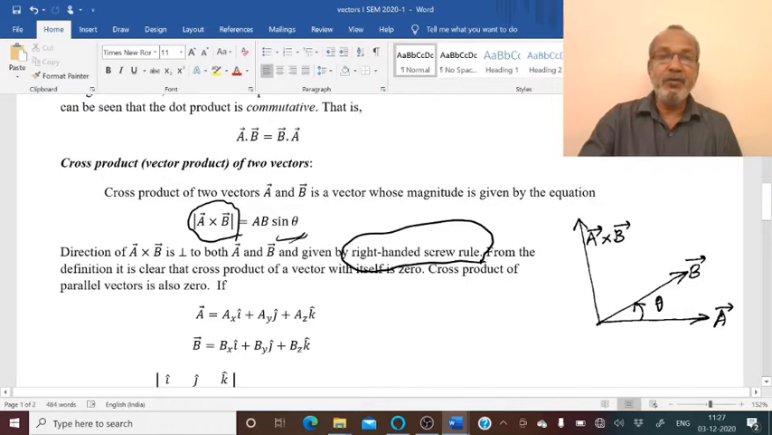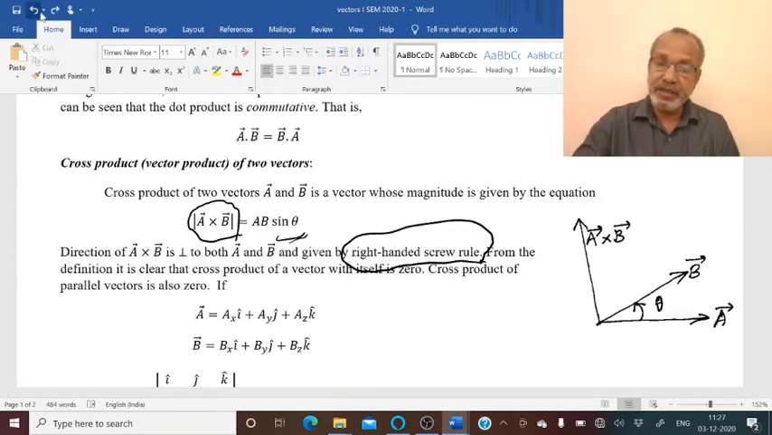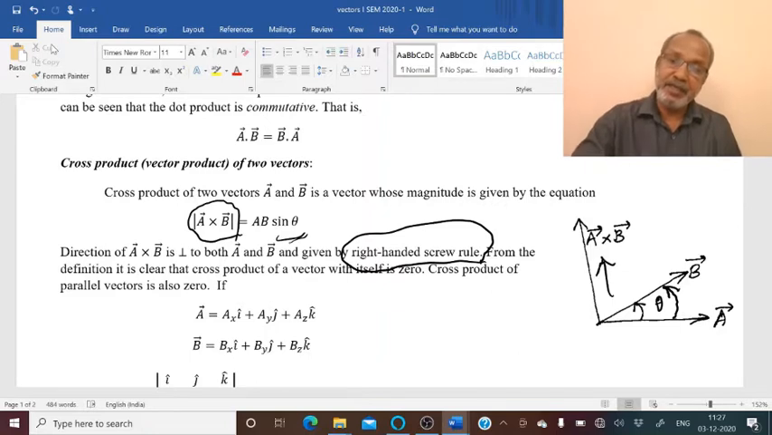That is, you have to rotate a right-handed screw from the first vector to the second vector, that is from A to B. It is shown here. If the screw is rotated from A to B like this, then the screw will move in the upward direction. So that is the direction of A cross B.